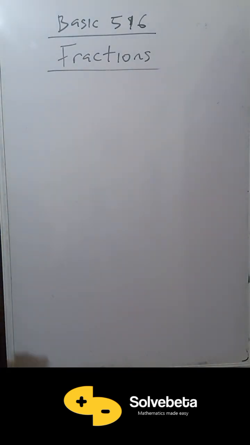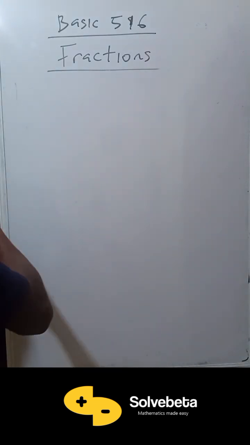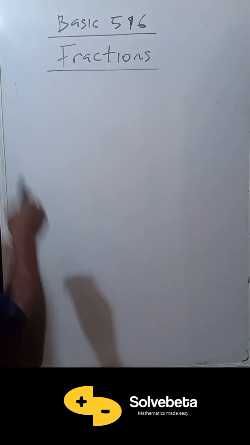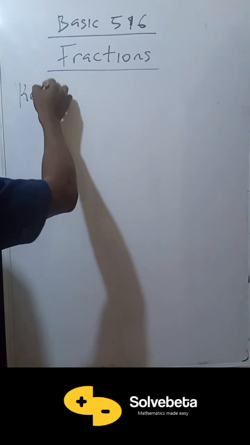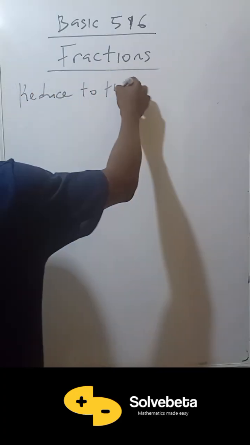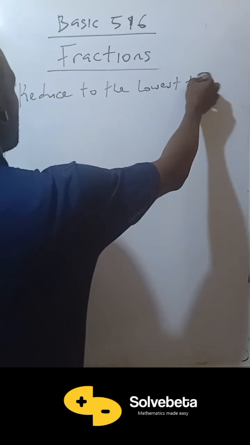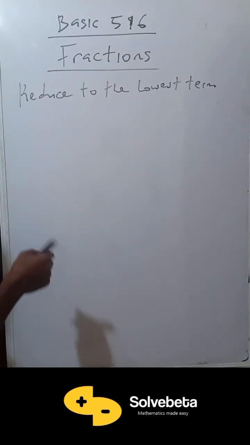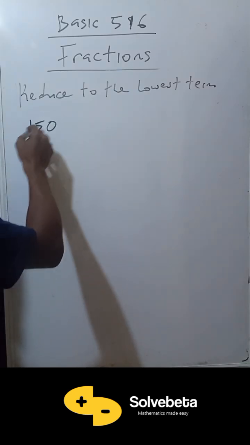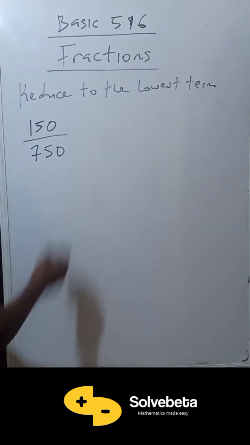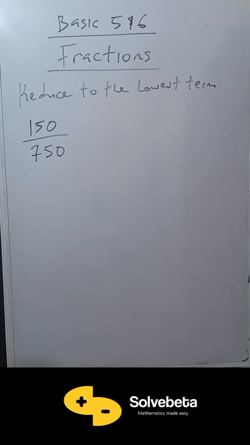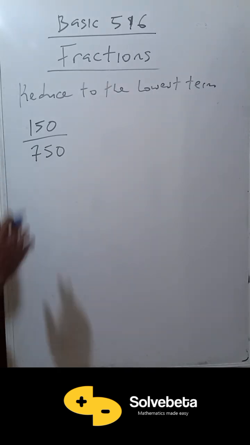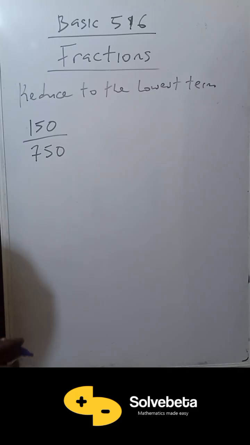Now, if you have to reduce to the lowest term, you have to reduce to the lowest term. If you have this, to reduce this fraction to the lowest term is to express this fraction such that nothing can divide both the numerator and the denominator.